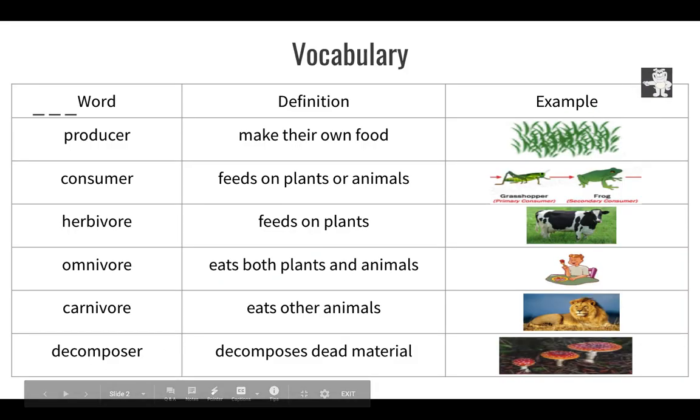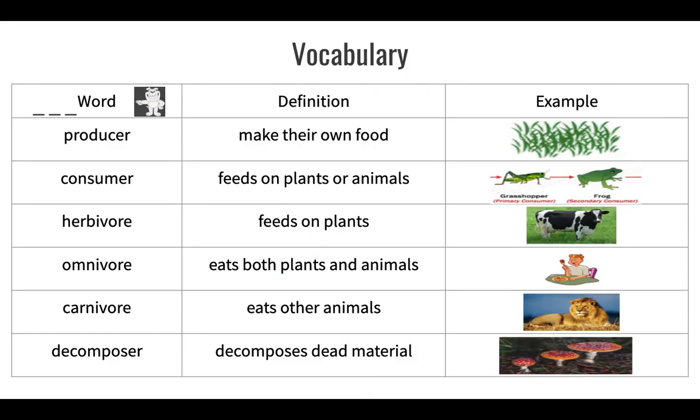First, we're going to go over our vocabulary words. I have given you the words, the definitions, and an example of each. So we'll start with producer. A producer is something that makes its own food, such as the grass. A consumer feeds on plants or animals.